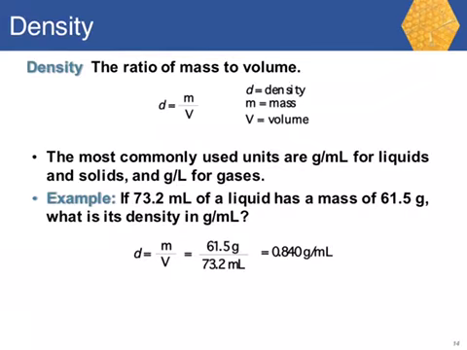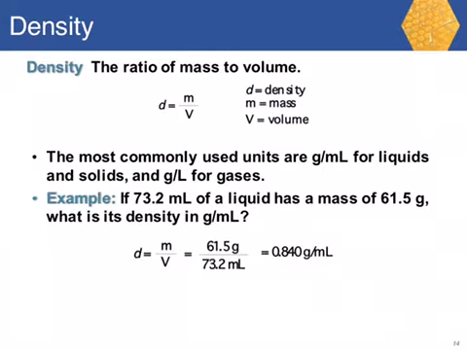As we learned the other night in lab, density is the ratio of mass to volume. The formula is density equals mass over volume. So density for a substance is a constant because if you change the mass, the volume changes proportionally. The most commonly used units are grams per milliliter if it's a liquid, or grams per liter if it's a solid. Sometimes you also might see grams per centimeter cubed.